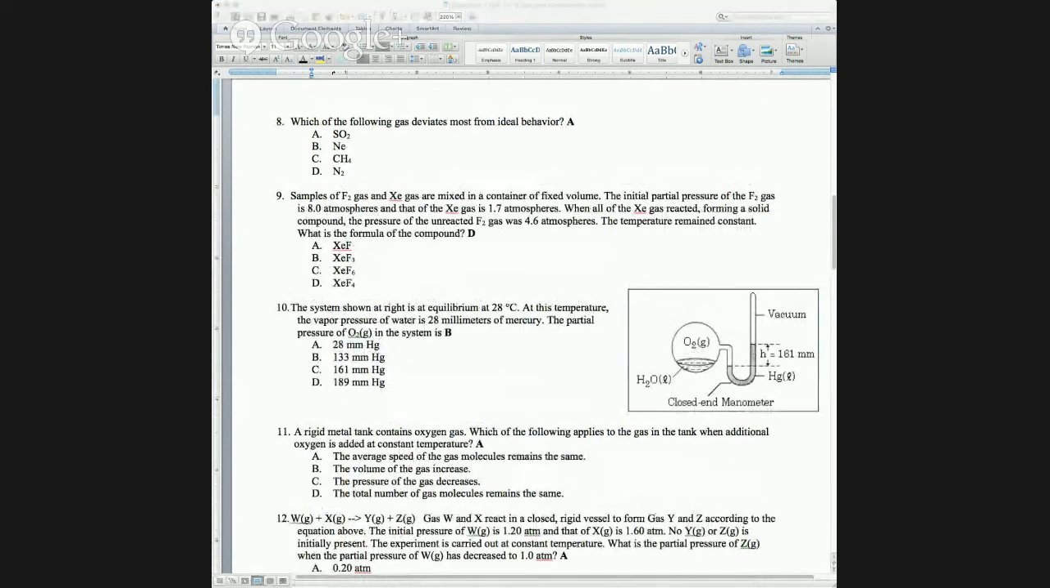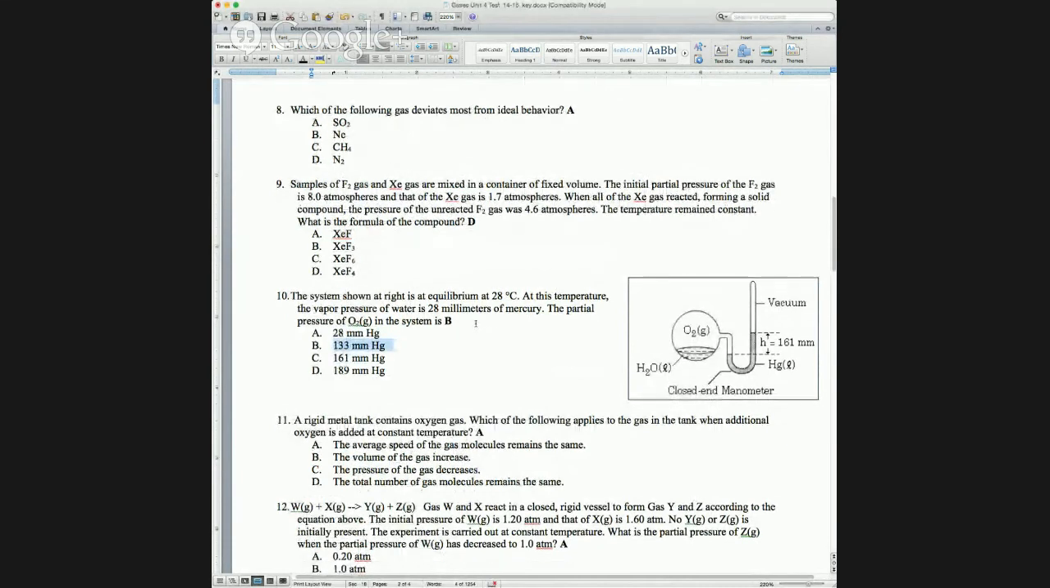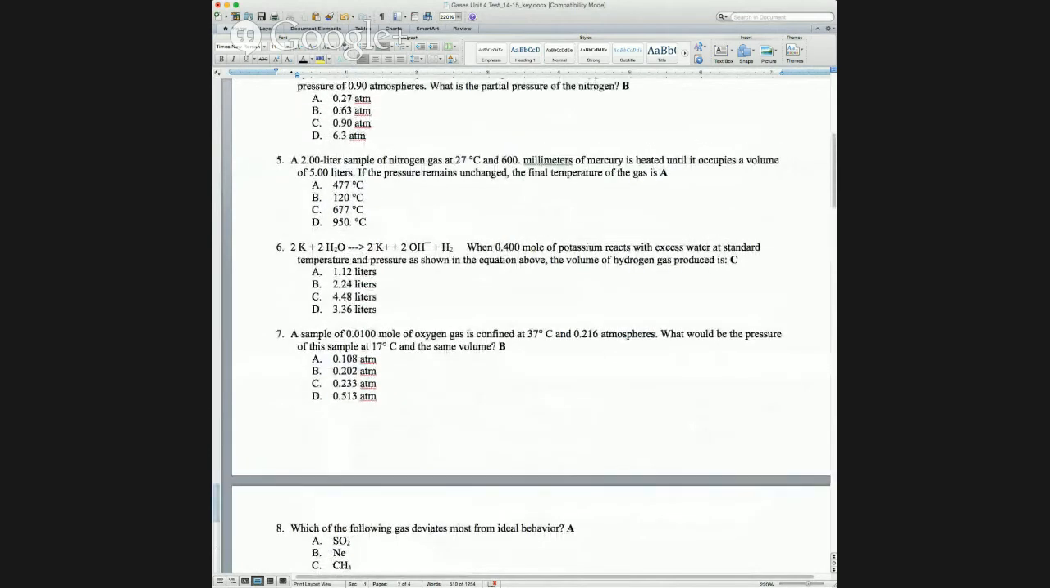So hopefully that makes sense for number 10. Just subtracting. Remember, you're just subtracting numbers. When you see vapor pressure, you know you're going to be dealing with Dalton's law, right? It gives you that at 20 degrees Celsius, this is the vapor pressure of water. That's a total Dalton's law pressure problem. All right, 6. Ooh, 6 is a fun one. 1.4 moles of potassium reacts with excess water at standard temperature and pressure, as shown in the equation above. The volume of hydrogen gas produced is... Okay, it's stoichiometry, and you will have to do stoichiometry with molar volume on the test. So let's walk through it.